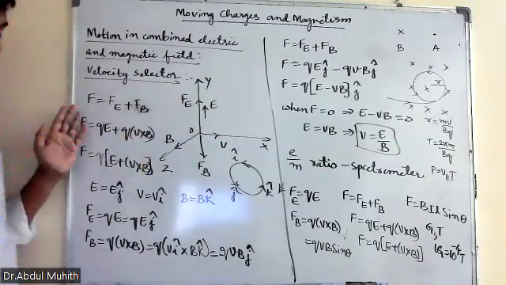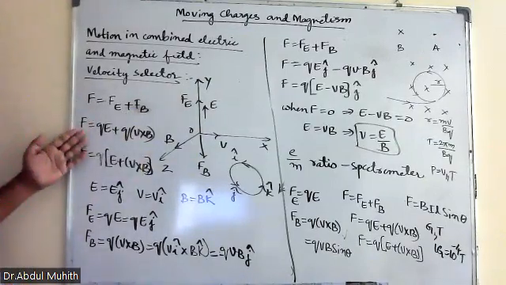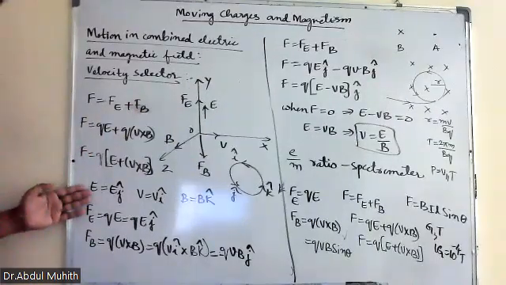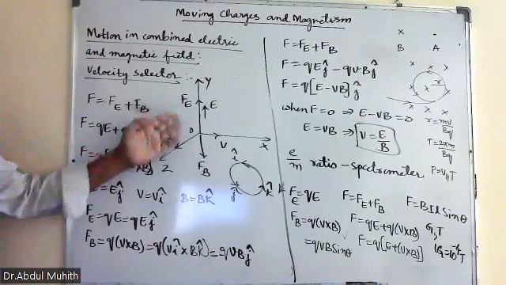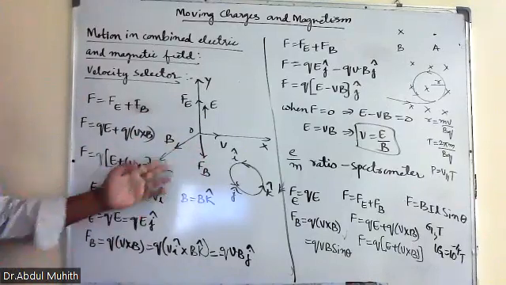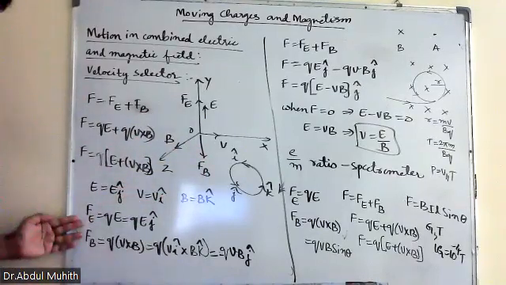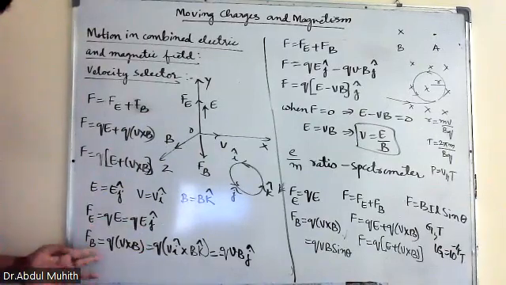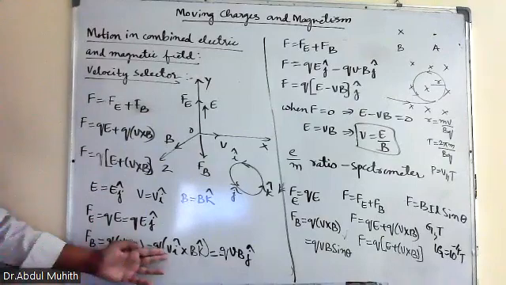F is equal to what? Fe plus Fb. F is equal to Q into E, plus Q into V cross B, take Q common. We have the electric field along the y-axis, velocity along the x-axis, and magnetic field along the z-axis. So F is equal to Q into E J cap, plus for the magnetic field Q into V cross B. So Q into (V I plus B K).